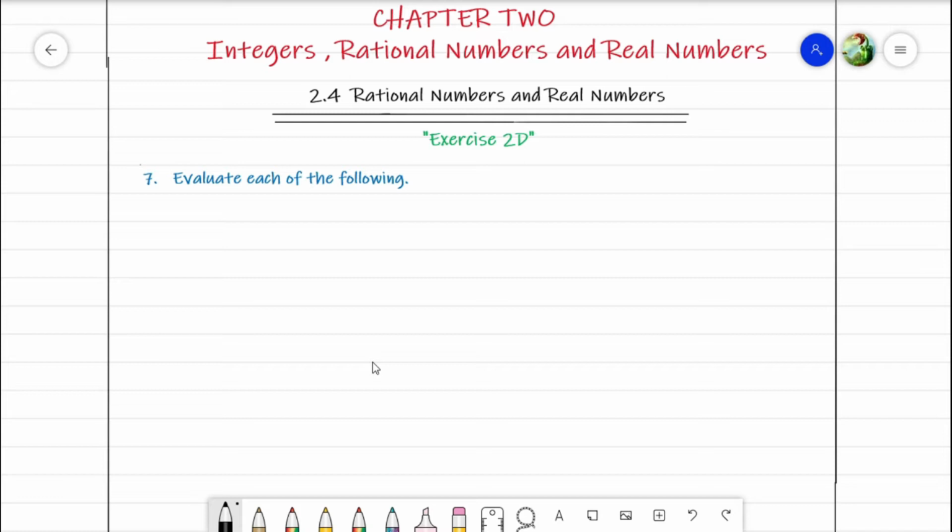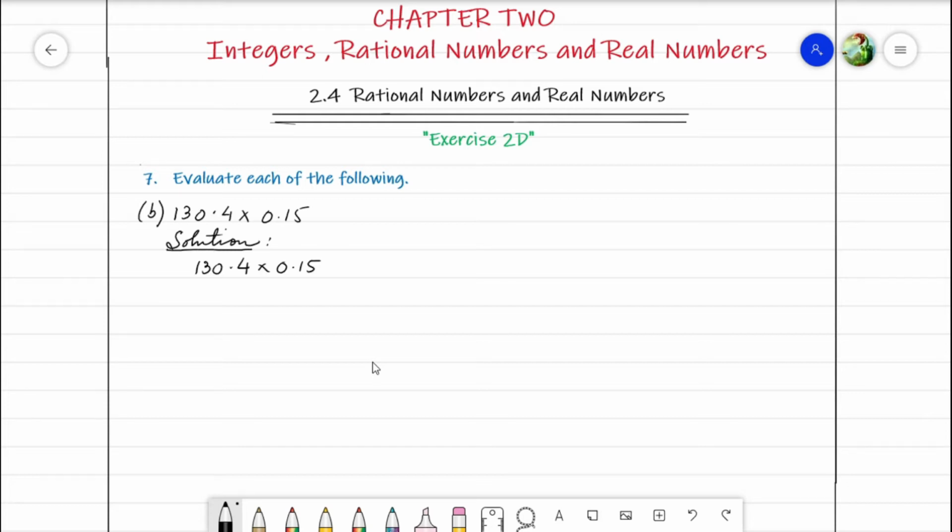Today I am in front of you to tell you how to add, subtract or multiply decimal numbers. This is question number 7 of exercise 2D of our D1 book, in 2.4 Rational Numbers and Real Numbers. I am solving part B first. I will write the solution first, and then I will rewrite the question.